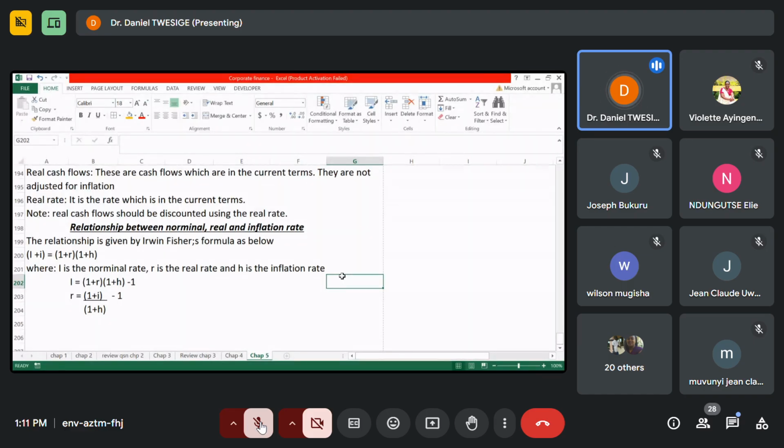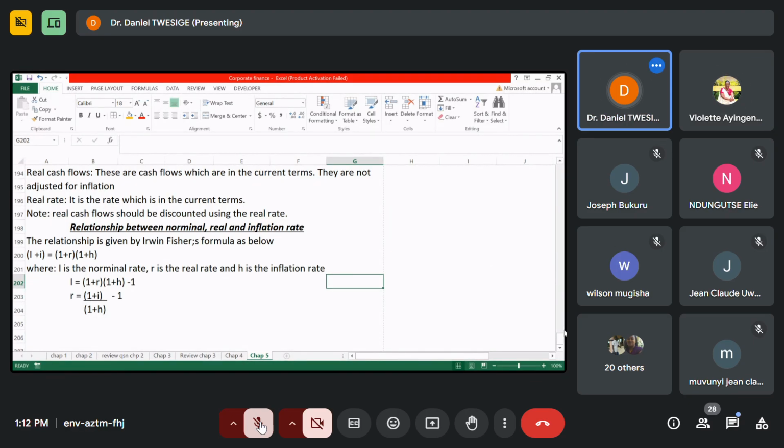But my emphasis is that once you have inflation, adjust. If the rate is in real terms, adjust to get a nominal rate. If your cash flows are in real terms, but the rate is nominal, adjust to get a real rate to discount your cash flows. Please be very careful to look at that in the question.